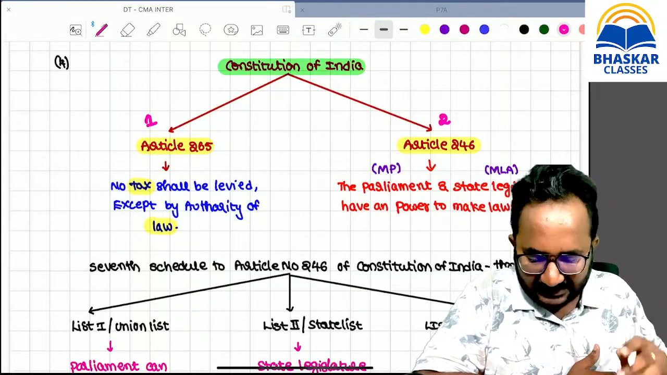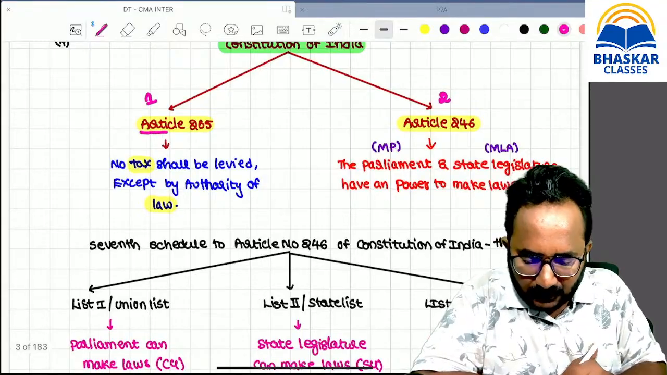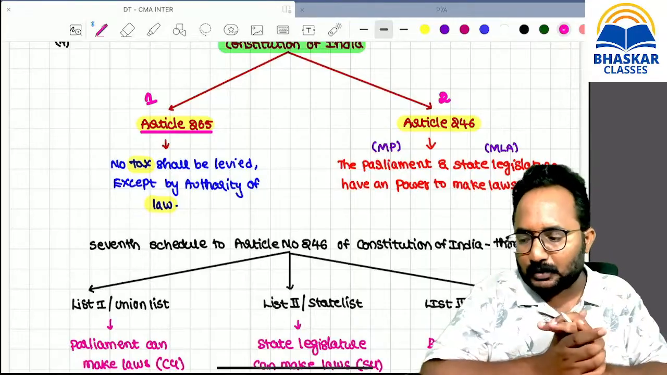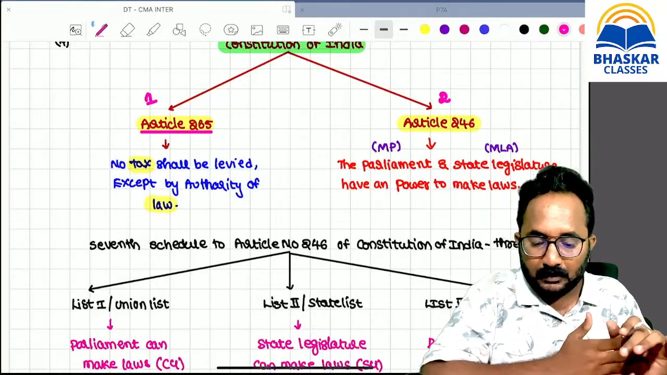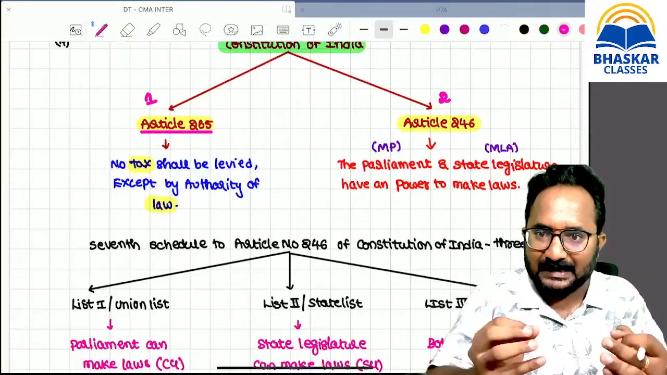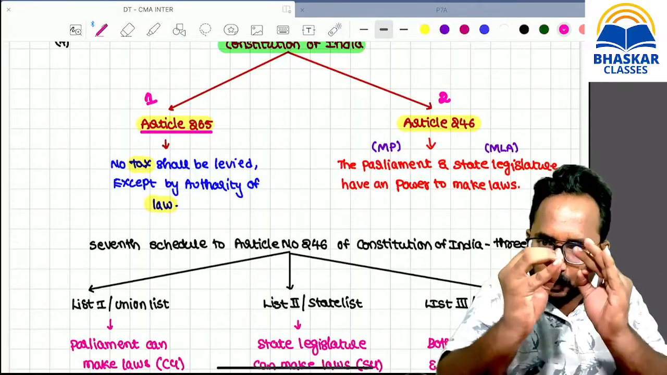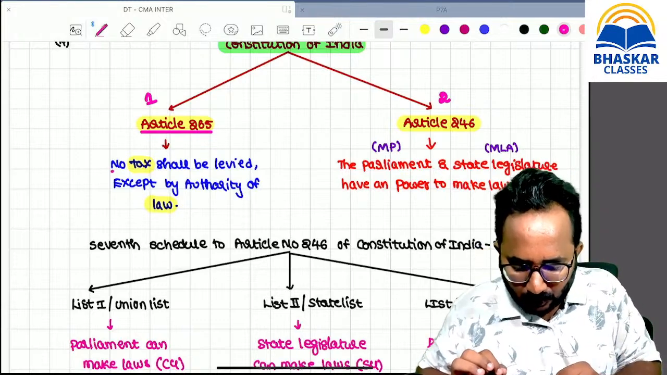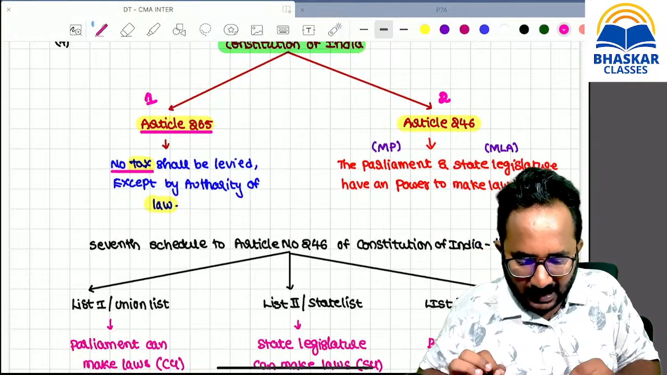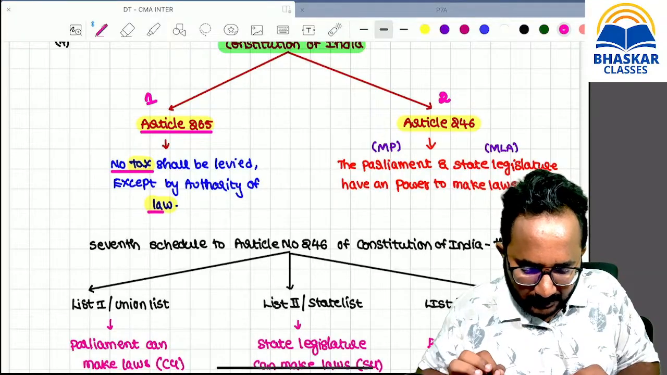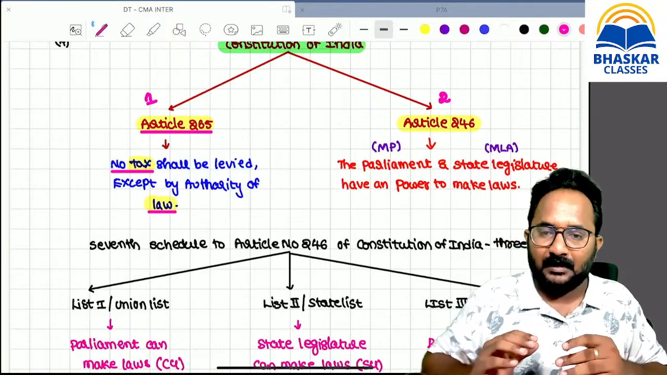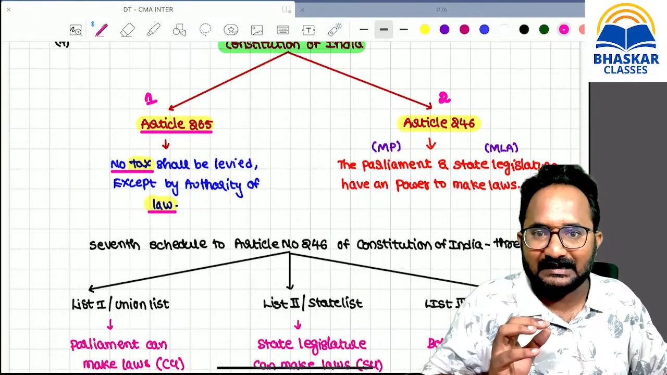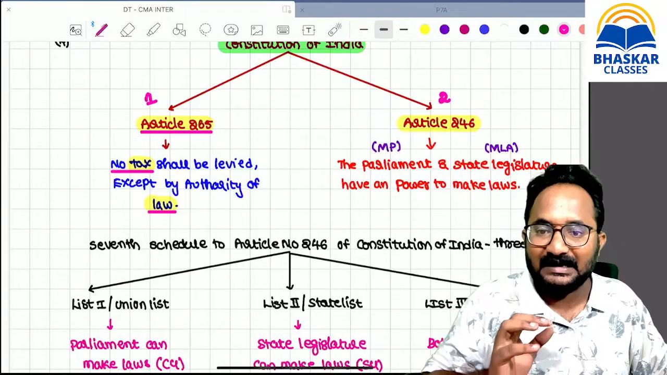First article number, an MCQ important point, is 265. What does article number 265 say? If you want to collect tax, you need proper support from the law; only then can you collect it. It says: no tax shall be levied unless by authority of law. That means if you have proper support from the law, then you can collect the tax.